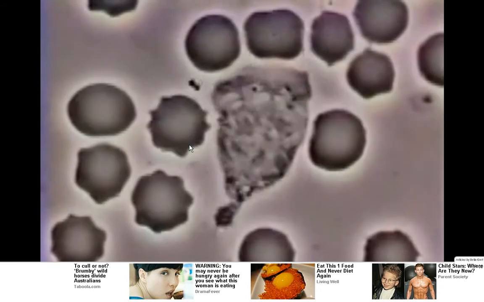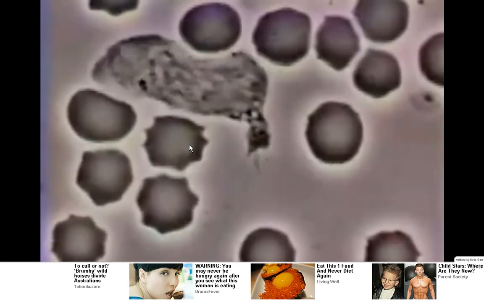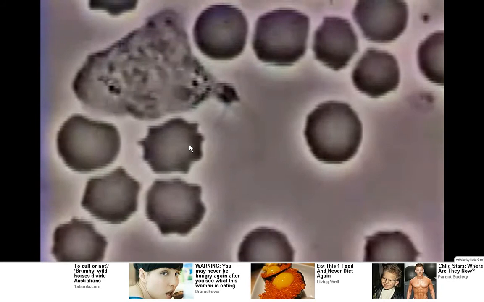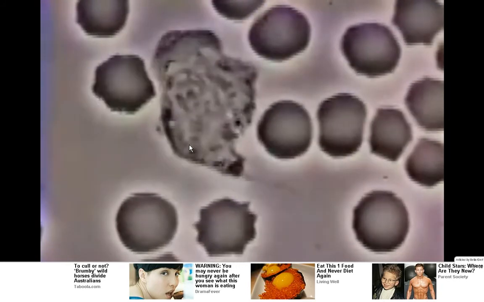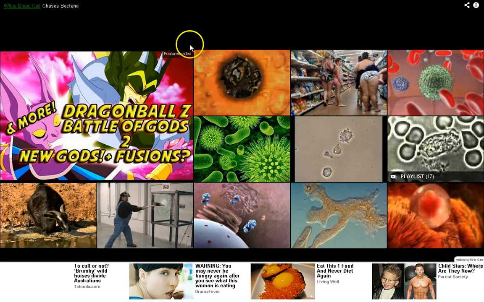Okay, so they are capable of some independent movement. There, we got them. And then the lysosomes inside will help to break it down and destroy it.